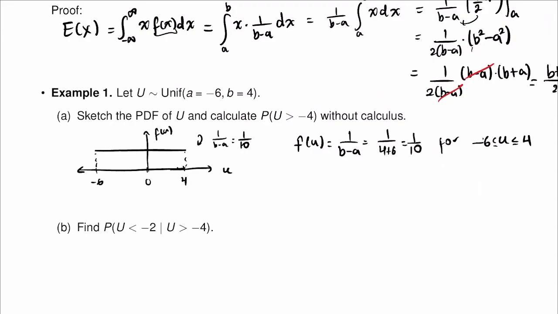Okay, now we want the probability that u is greater than -4, right? So remember that, let's say we have -4 over here. The probability is the integral, and the integral is the area below the curve. So we have to calculate this area, right? Remember that this height is important. This height over here is 1 over 10. So we have to calculate this area from -4 to 4.